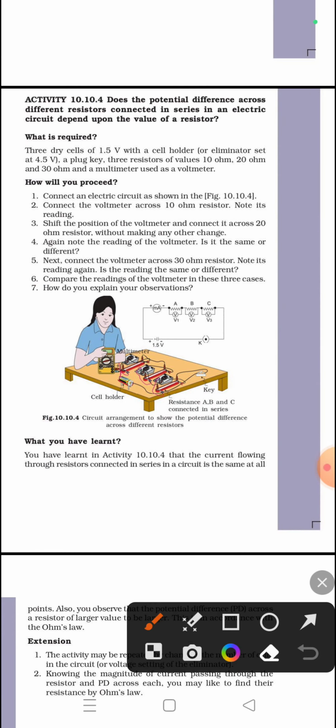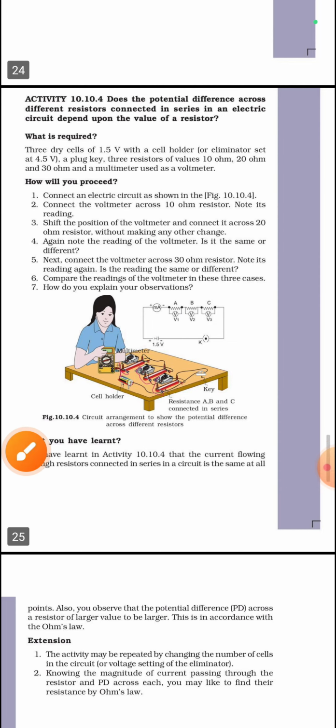Does the potential difference across different resistors connected in series in an electric circuit depend upon the value of the resistor? The value of potential difference, that is V1, V2, V3, different potential differences across the different resistors, depends on the value of the resistor. You can show this with the help of this activity.